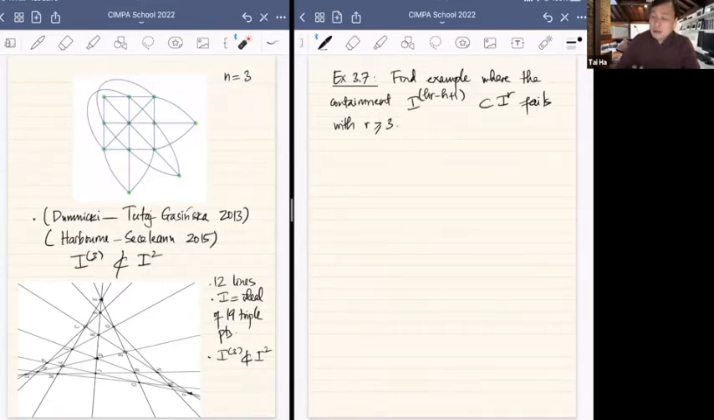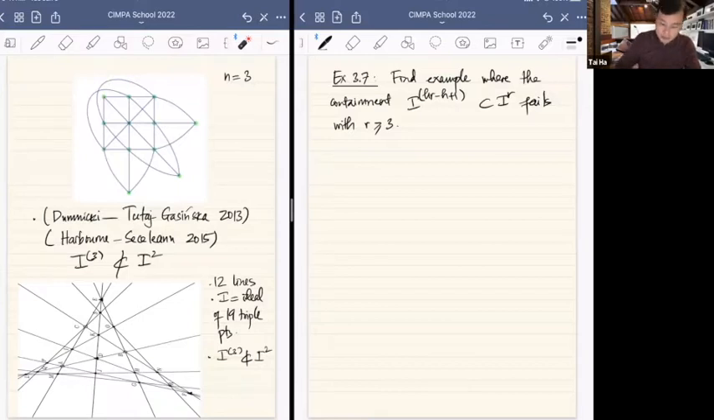So far, in all known counterexamples, it always fails when R equals 2, right? So it always fails at the smallest value of R. And as I said, there are not too many counterexamples. Among all the known counterexamples, there's none that actually fails for higher powers R here.